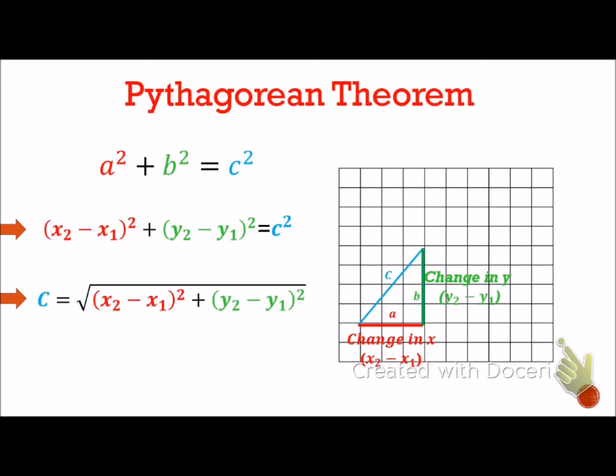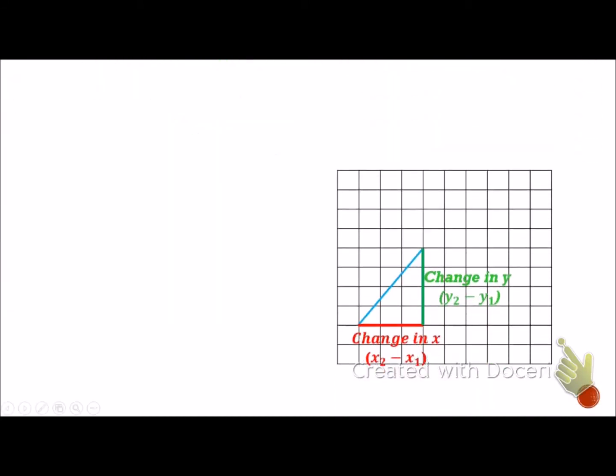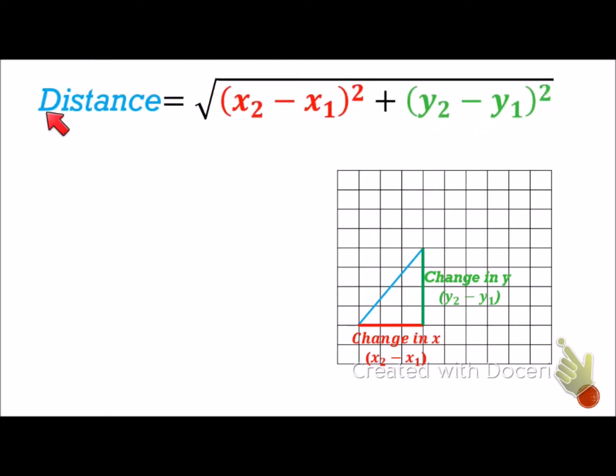So now we're going to be able to solve for c, and that way we can see how long this hypotenuse is. And because of doing this, we can now call this the distance formula. C is actually the distance between point A and point B in a diagonal. In Algebra 1, we didn't allow you to go diagonally. We only allowed you to go up and down and side to side. But now in geometry, you can go diagonally by using the distance formula.